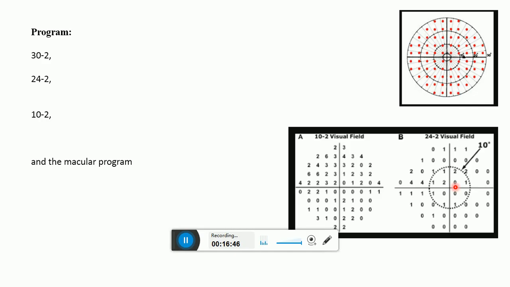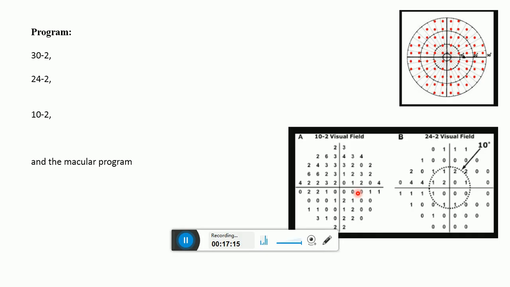Now, because the distance between 2 points is 6 degrees, paracentral scotomas can be missed on 24-2 or 32 program. Therefore, any defect close to fixation on these programs should be retested with a 10-2 program. This is a 10-2 program. The 10-2 provides a higher resolution and therefore highlights these defects.